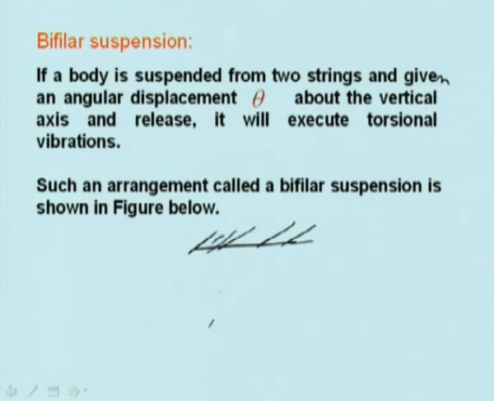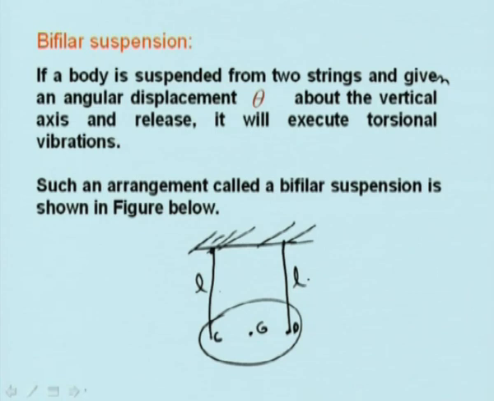This one is a disc type of thing. Here you have strings attached. This is G, this is C, this is D, then you have L. Now this arrangement is called bifilar suspension. It is suspended like this. If I give the disc a little twist, then a restoring moment is developed.